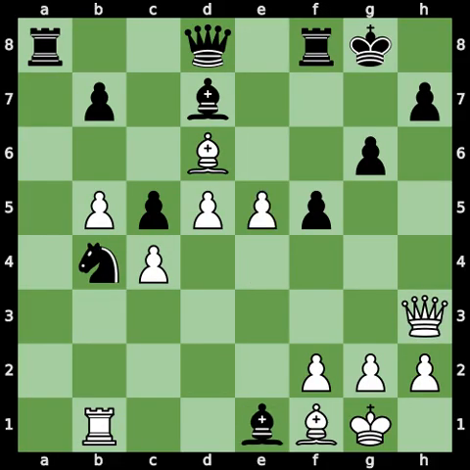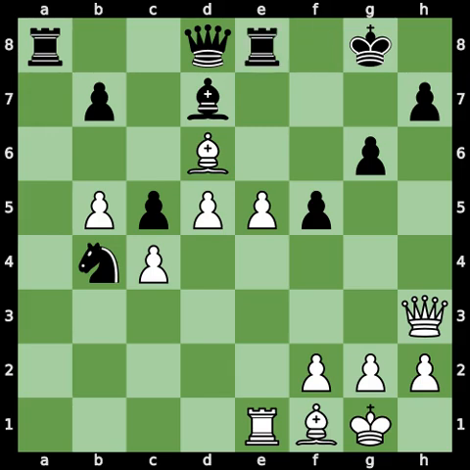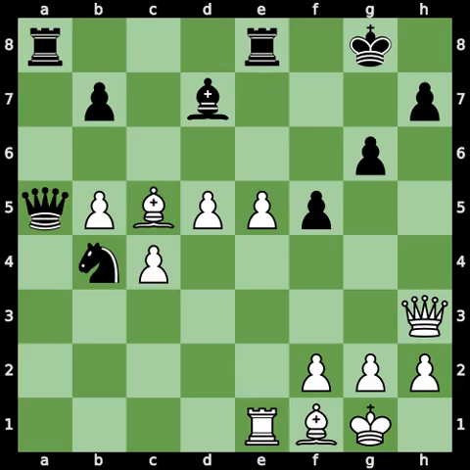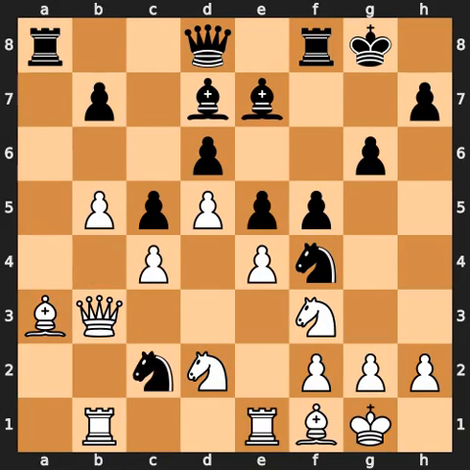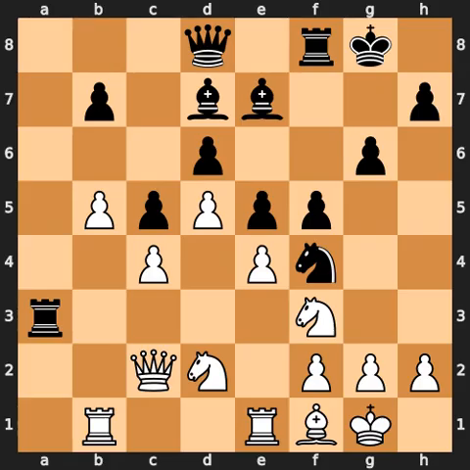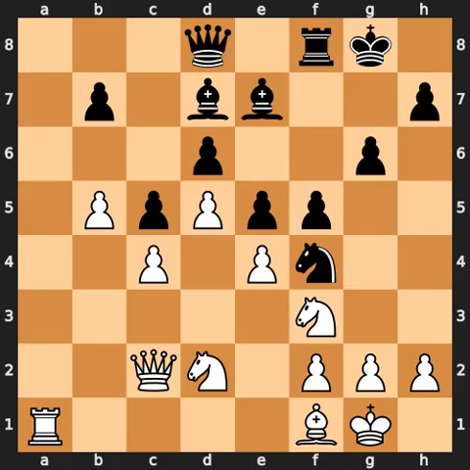e5. Bishop captures on e1. Rook captures on e1. Rook e8. Bishop captures on c5. Queen a5. e6. With a balanced game. Bishop a3. Knight c2. Queen captures on c2. Rook captures on a3. Rook a1. Rook captures on a1.